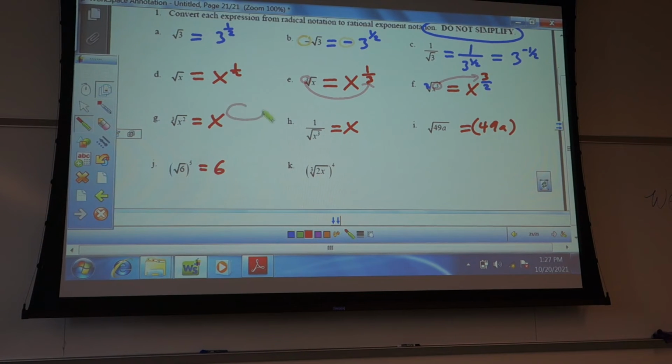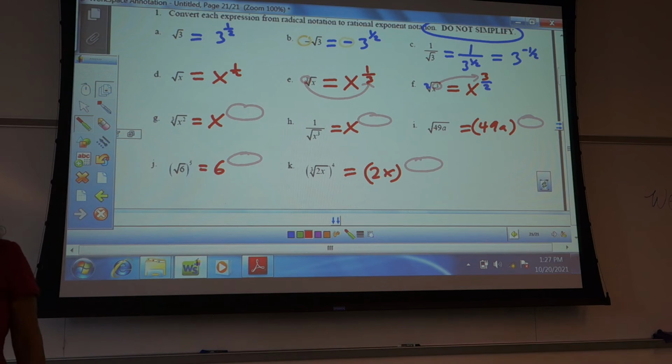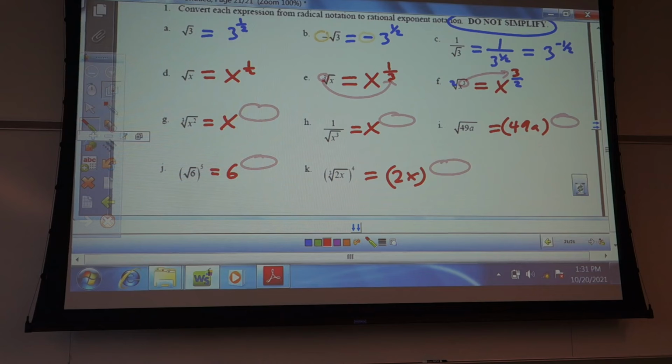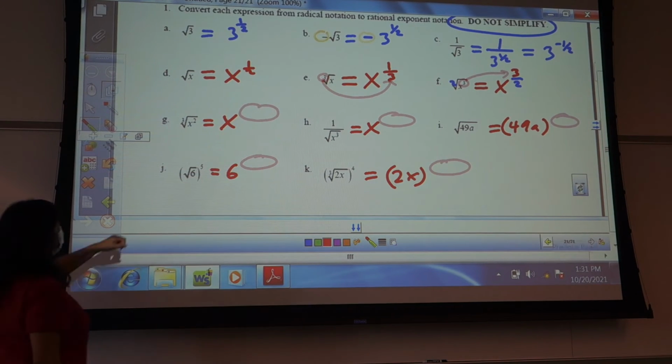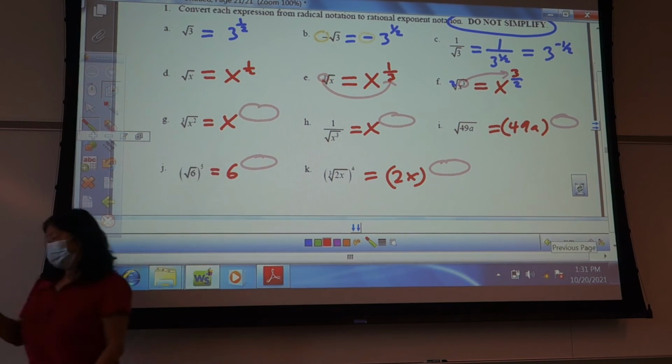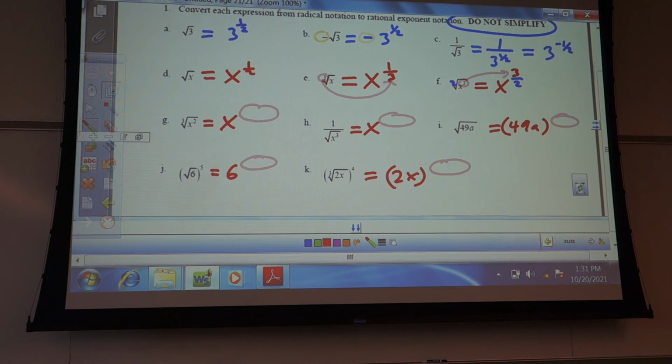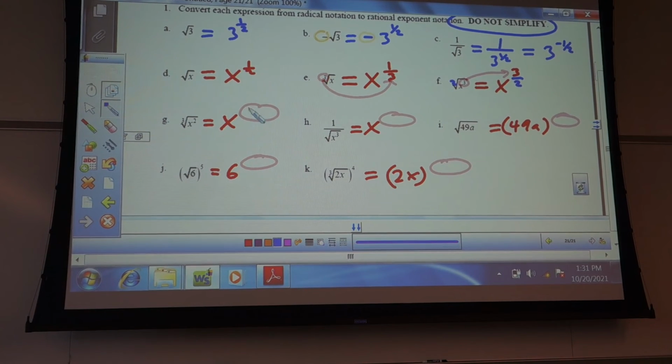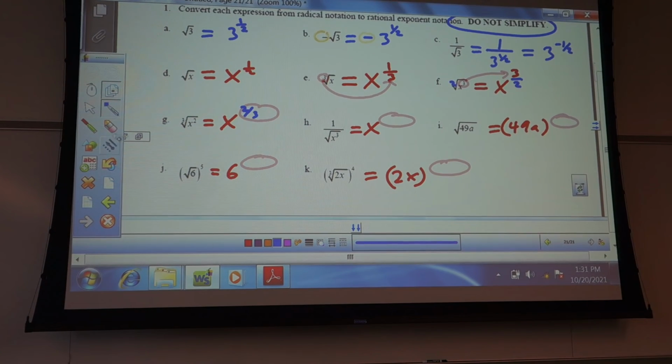So you folks are finding this stuff here. I'm going to give everybody 2 minutes, and then we'll go over these. Look at these. This next one, 2 is on top, 3 is on the bottom. All right, so that one's 2/3. I'm going to erase these.